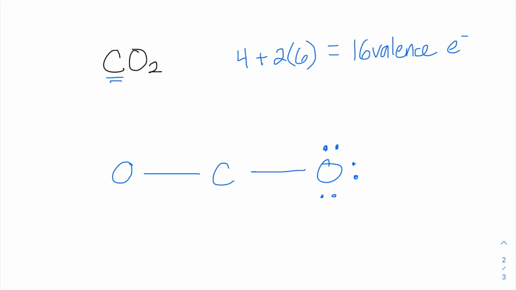So we go 1, 2, 3, 4, 5, 6. Together with these 2 electrons in this bond, that oxygen would have a filled octet with 8 around it. And if we did the same thing over here with this oxygen, it would look something like this. And if we did the same thing with the carbon, sharing 4 electrons from the bonds, then we would have 2 lone pairs around the carbon.